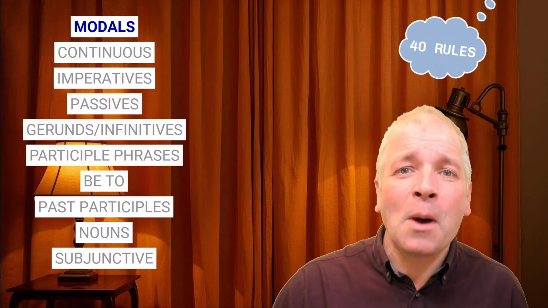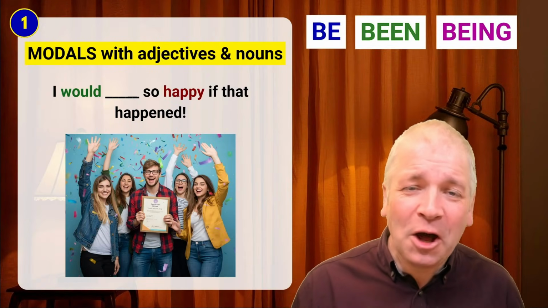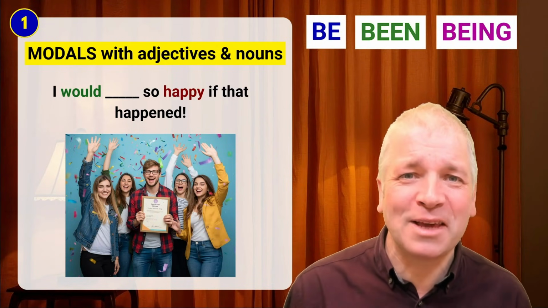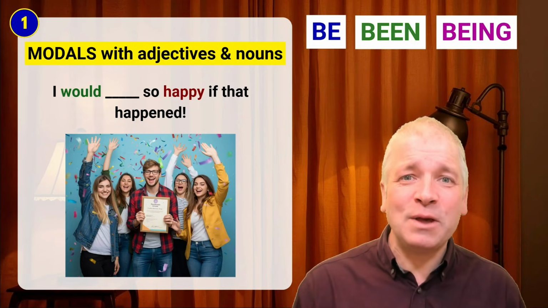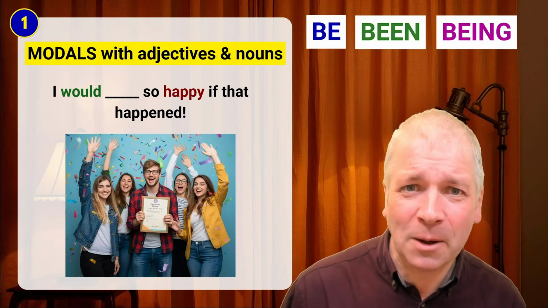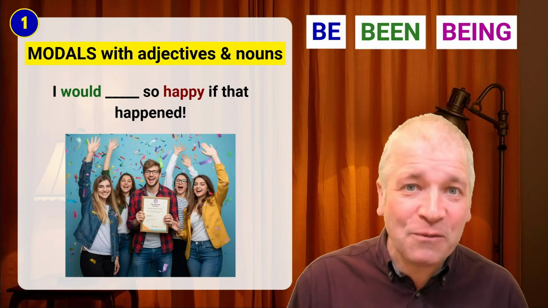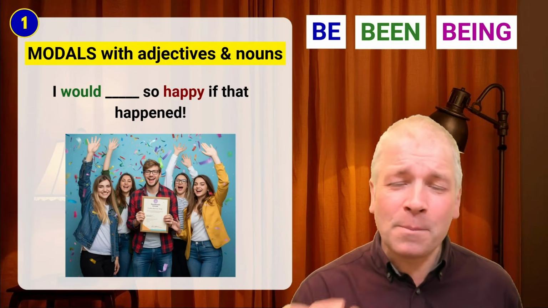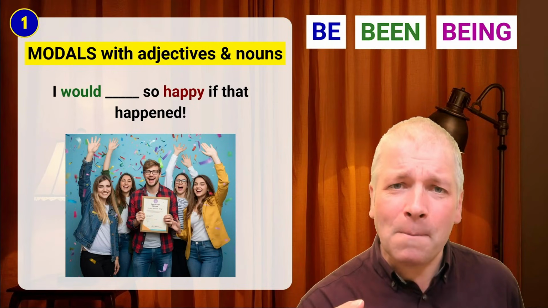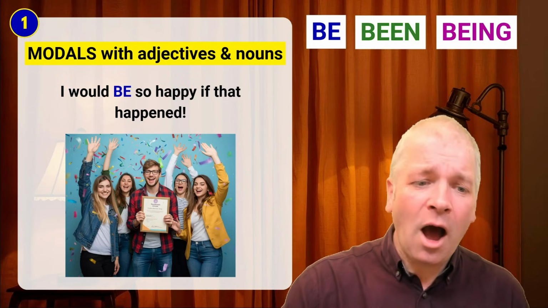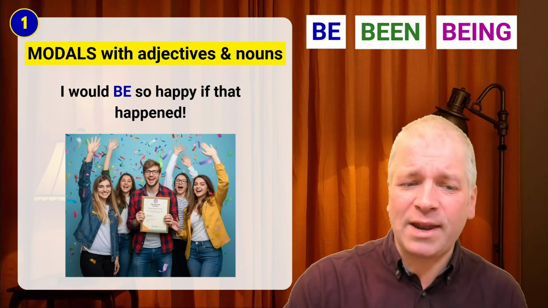Let's start with modals. In this picture, there is a man who is dreaming about passing his IELTS examination. This is how he would appear. "I would something so happy if that happened." That's what he thinks. But do we fill the gap with be, been, or being? The answer here is be. I would be so happy if that happened.